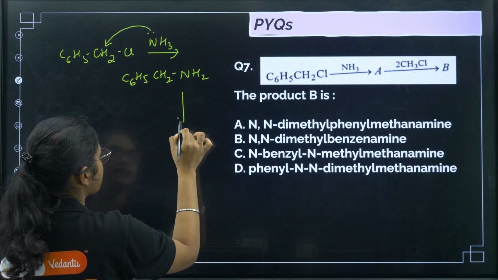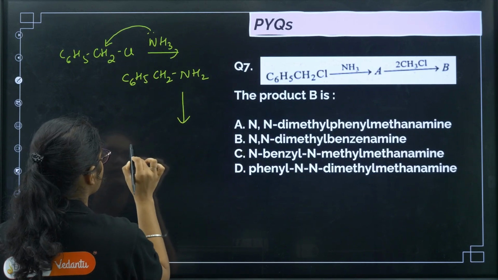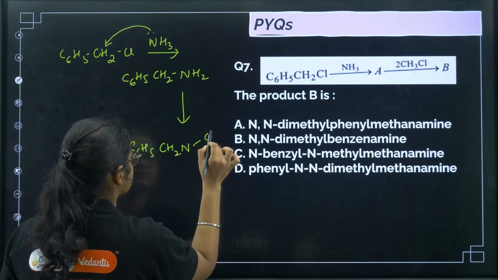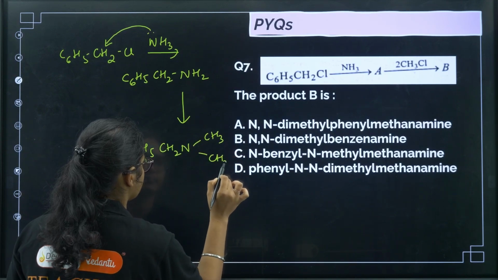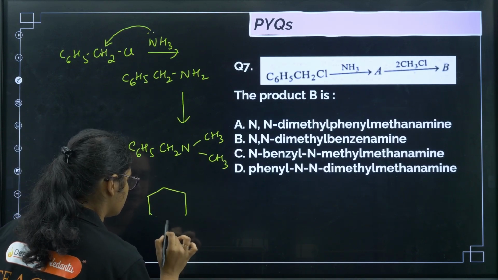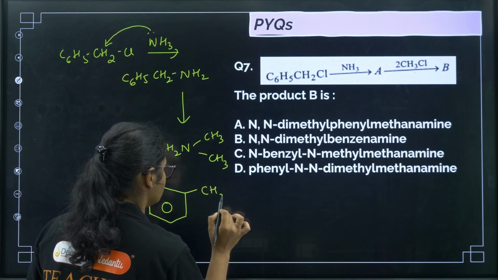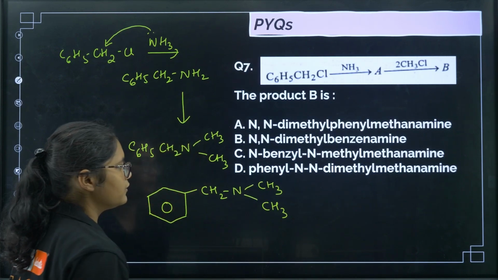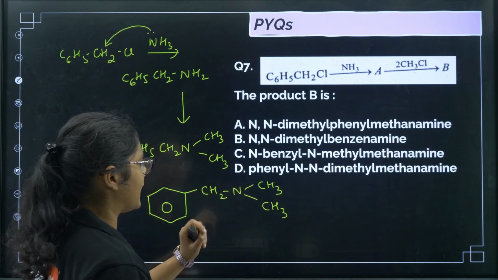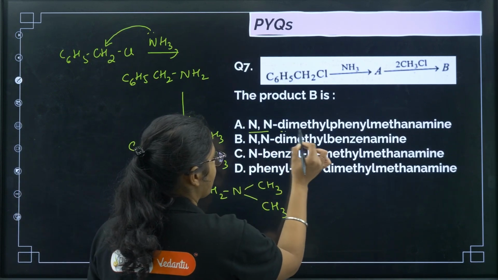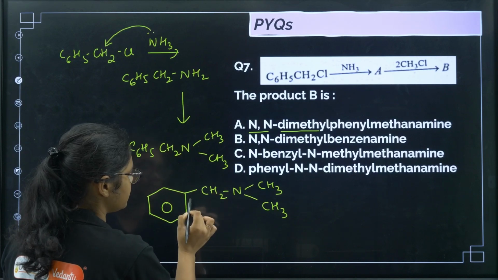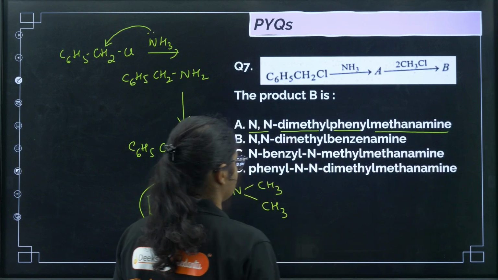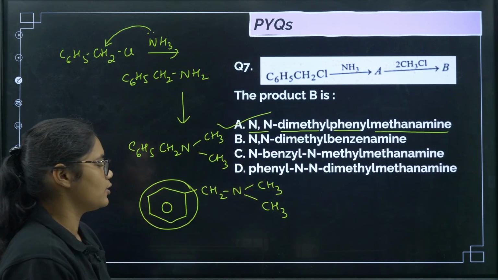C6H5CH2NH2. After that you have 2 times CH3. That means all 2 hydrogens will be replaced. So I'll get C6H5CH2NCH3 and CH3. Let us draw this figure like this. We'll get C6H5CH2, then you have NCH3CH3. Right? So now if you see, this is N,N-dimethyl. This should be methyl, but in this methyl a benzene group is attached, or you can say phenyl. N,N-dimethyl phenyl methanamine, right? So the correct answer for this question is option number A.